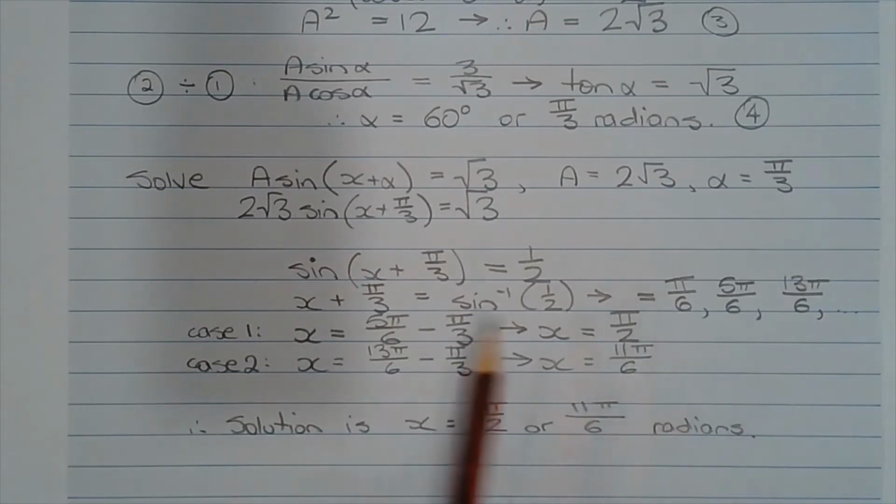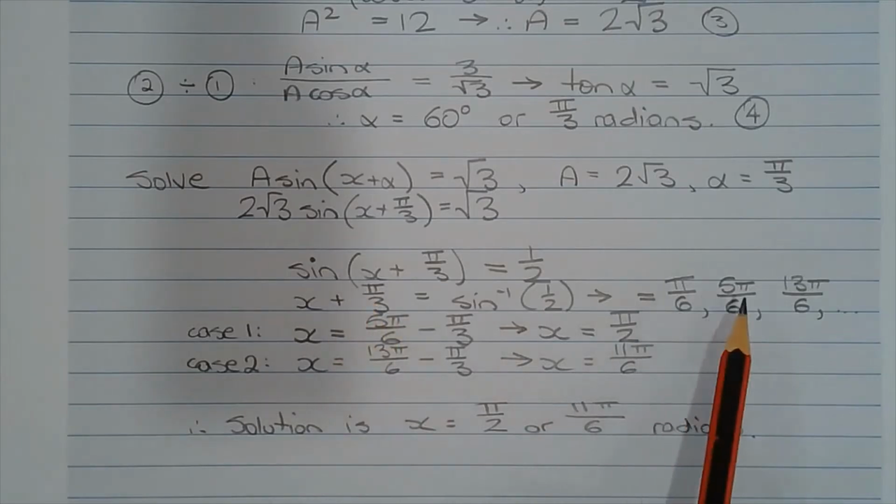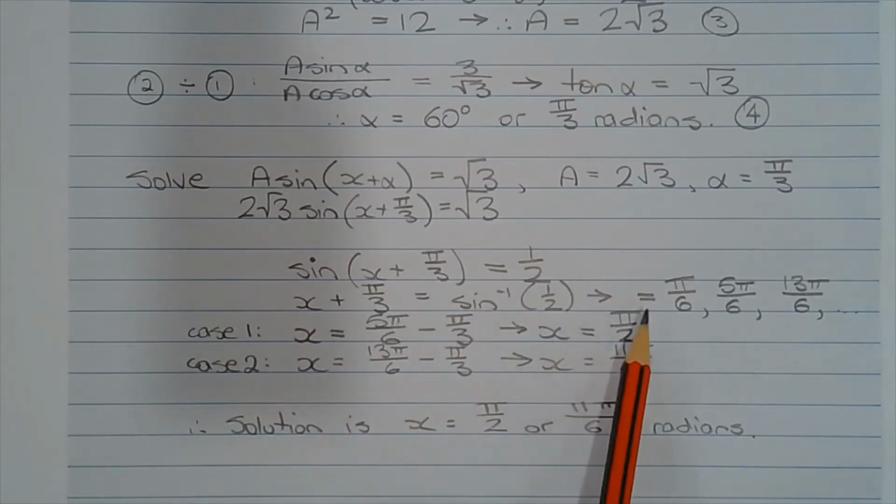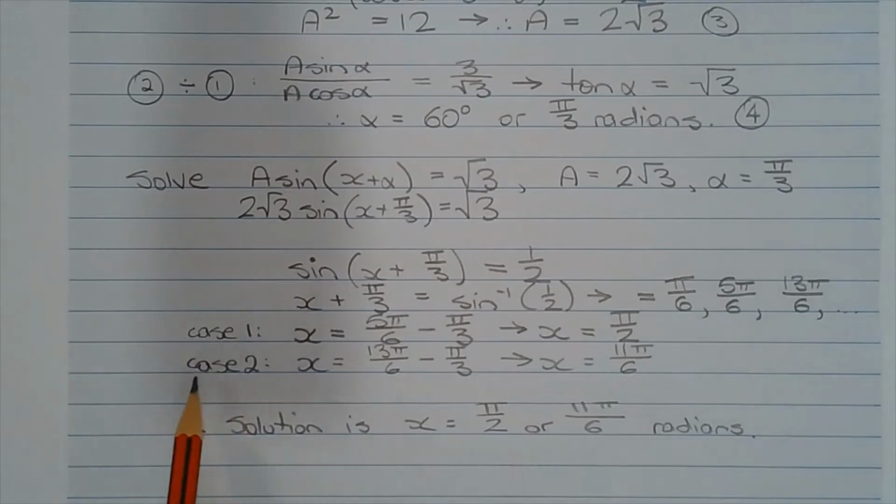So pi over 3 needs to be subtracted from these values such that the value of x is in the interval that I just stated. So case 1, we can take 5 pi over 6 and we subtract pi over 3 from that to make x the subject of the formula, and we get the value of x equal to pi over 2. And case number 2, x is equal to 13 pi over 6 minus pi over 3, and x equals 11 pi over 6. So therefore, the solution is x equals pi over 2 or 11 pi over 6 radians.